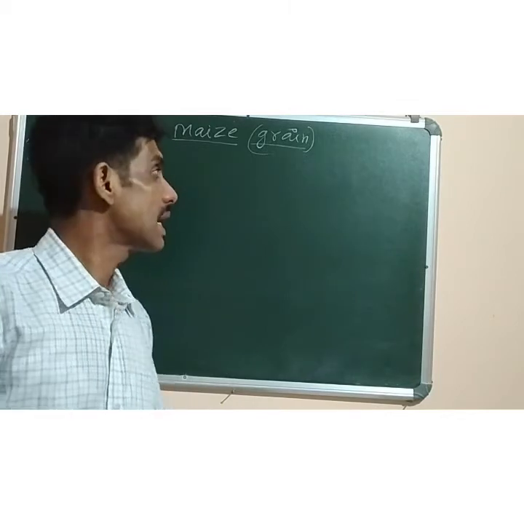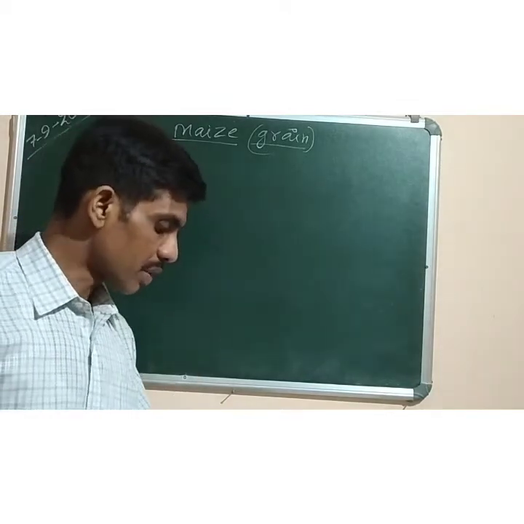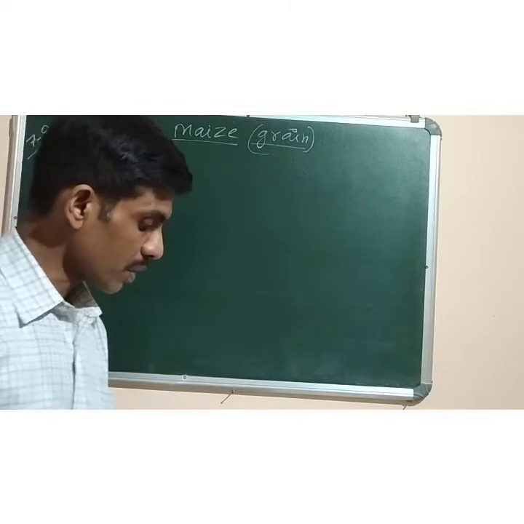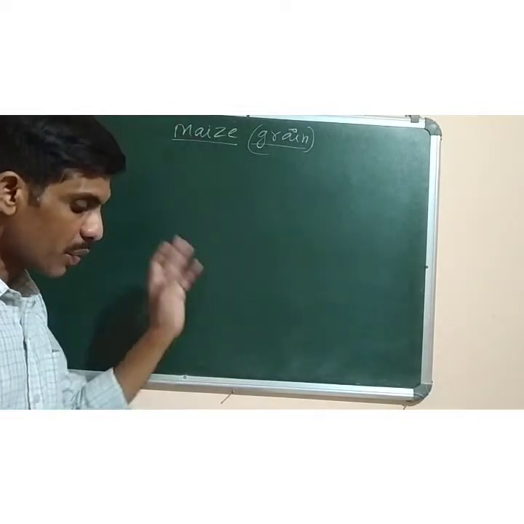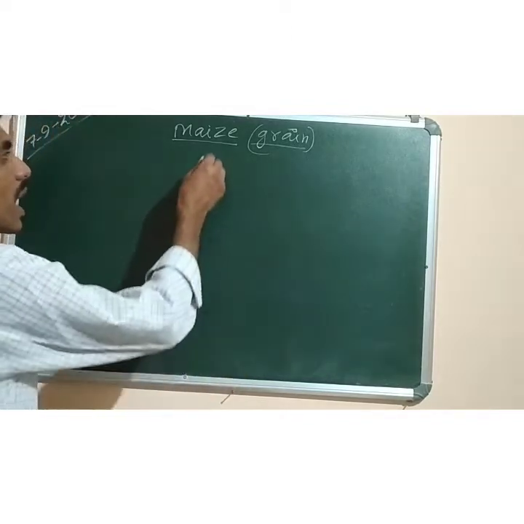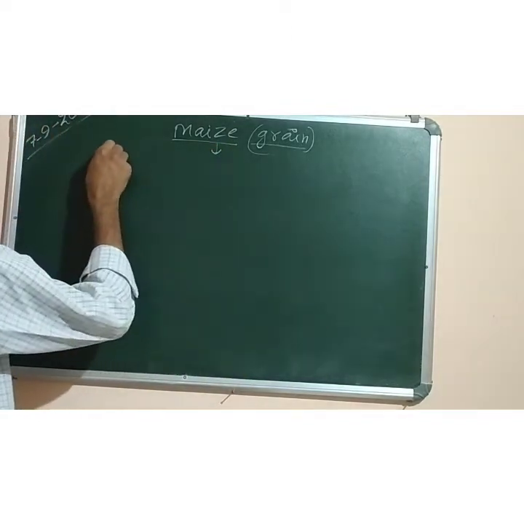It is better to say maize grain, because it is a one-seeded fruit which is called caryopsis. Actually it is a fruit in which the fruit wall and seed coat are fused together. So it is a fruit.